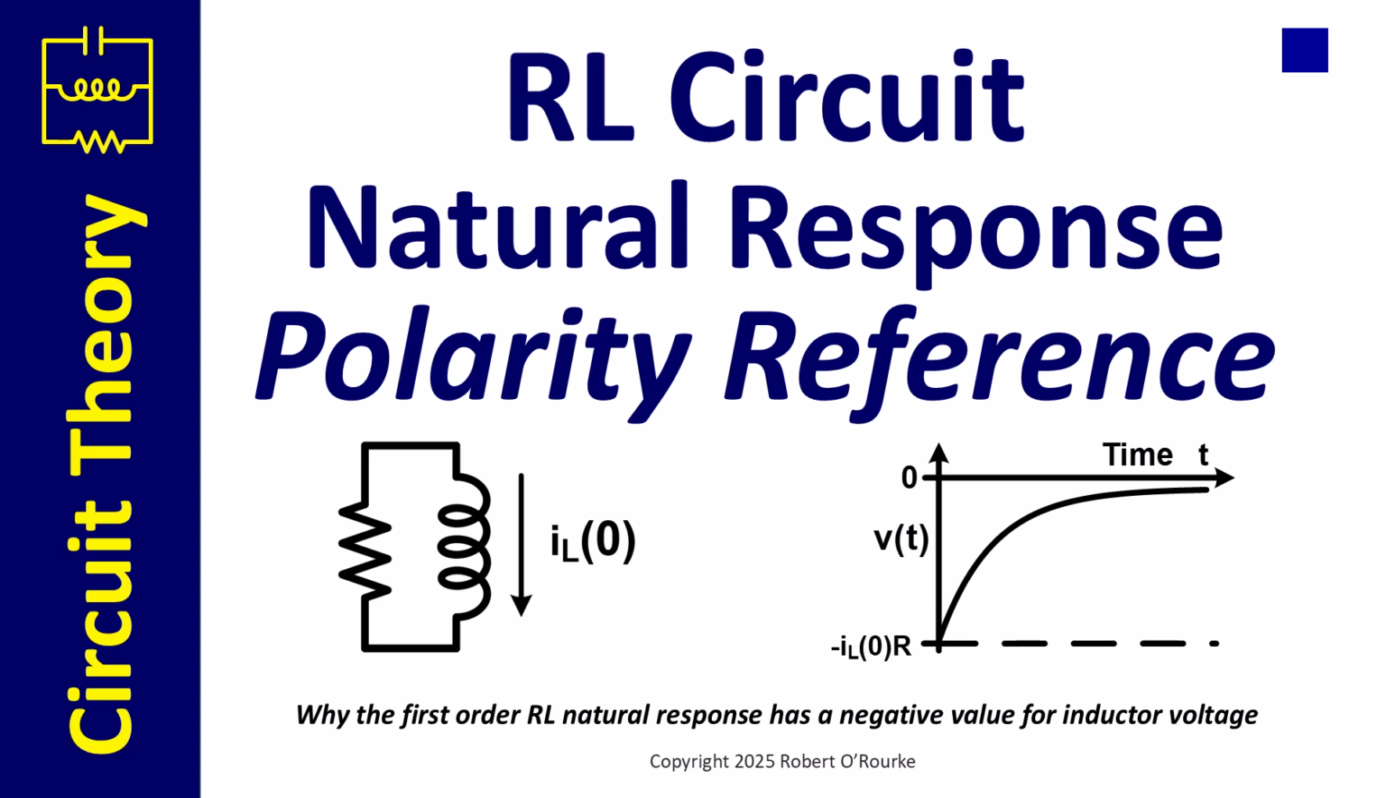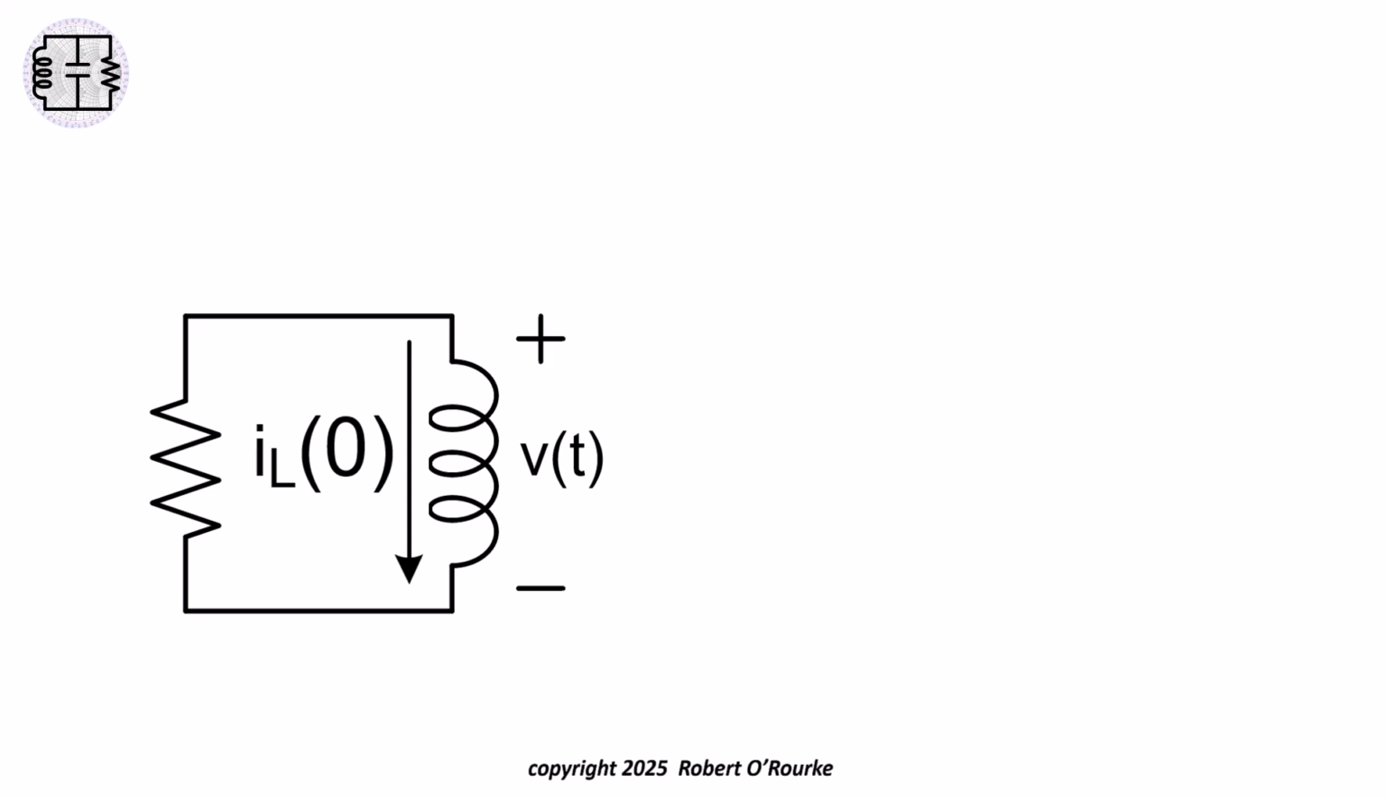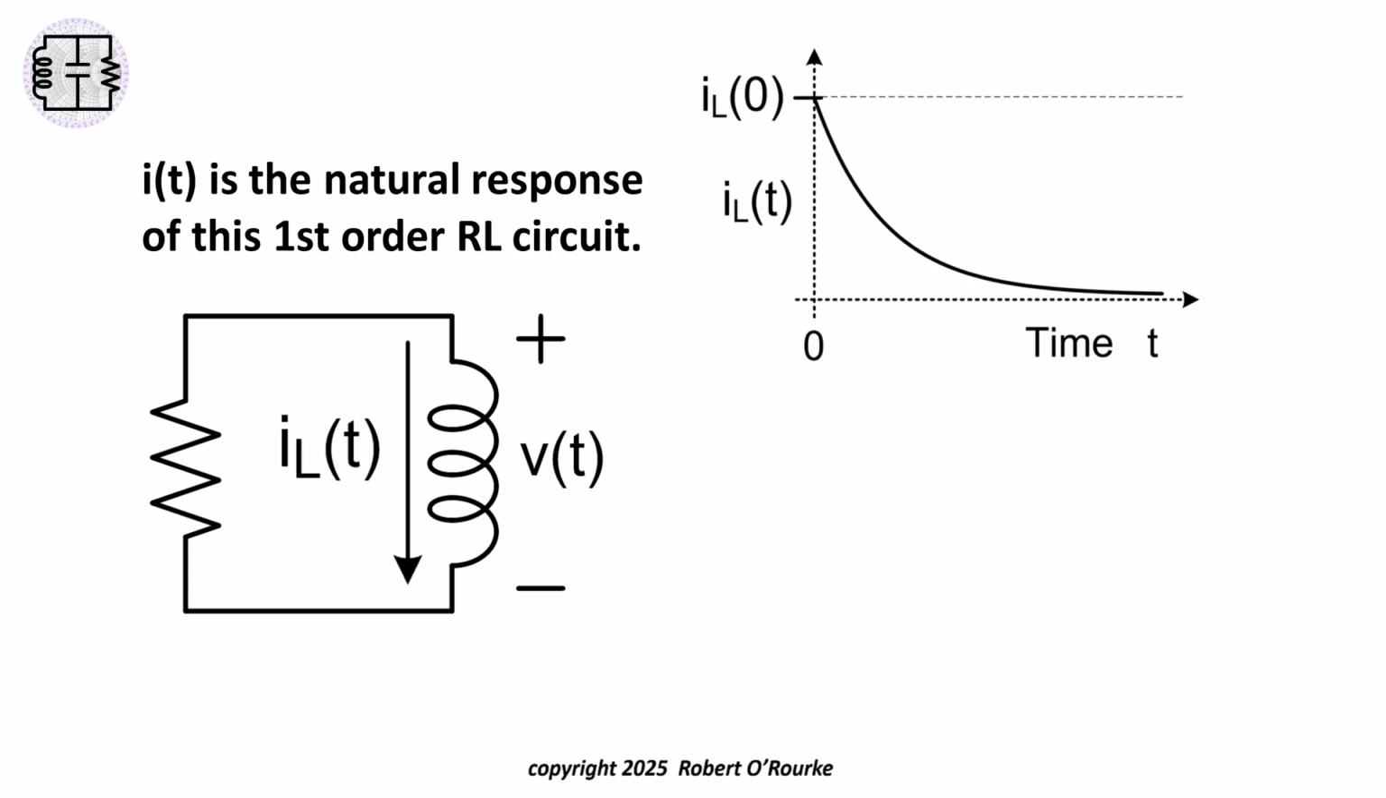Welcome! This video explores how the natural response of a resistor-inductor circuit has a negative value for inductor voltage. The exploration clarifies both reference polarities and RL natural response. Given an initial condition inductor current oriented flowing downward through the inductor, we know that the current flow decays exponentially over time. This is natural response.